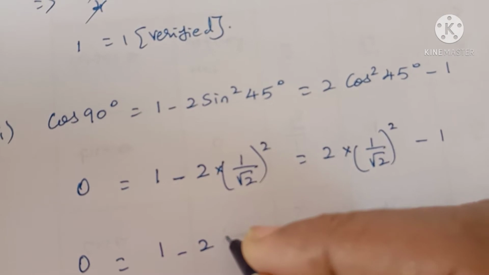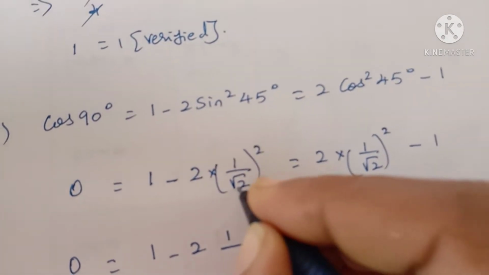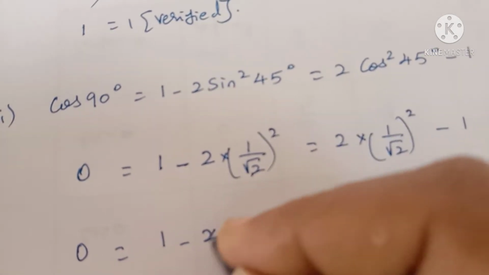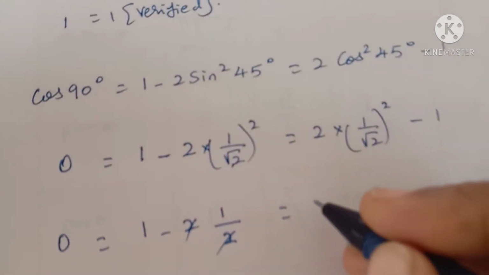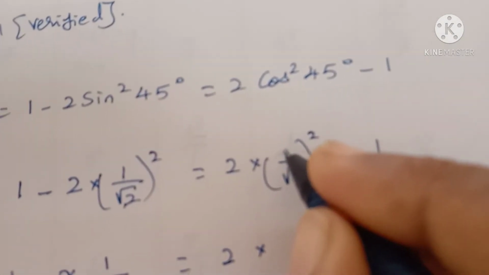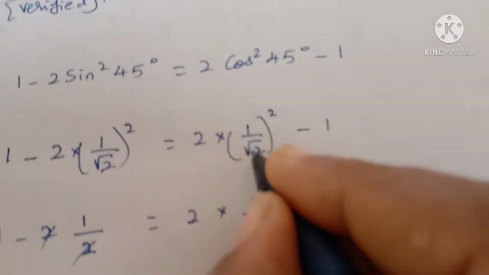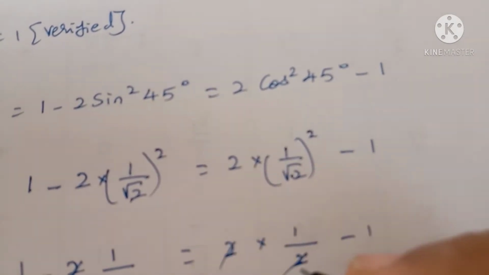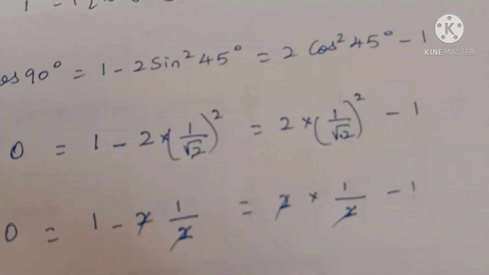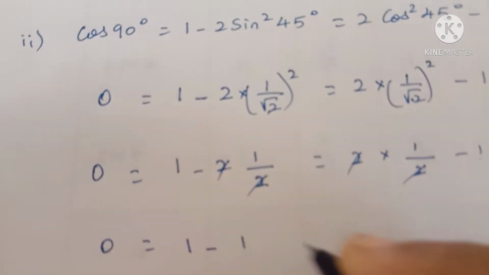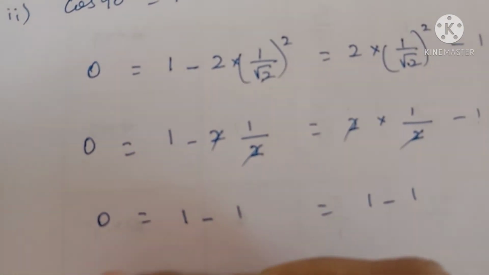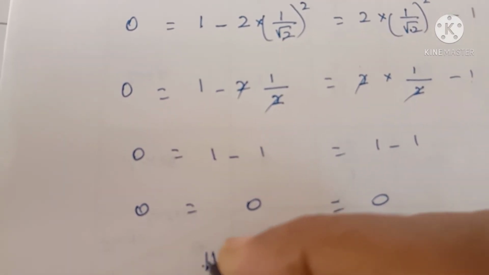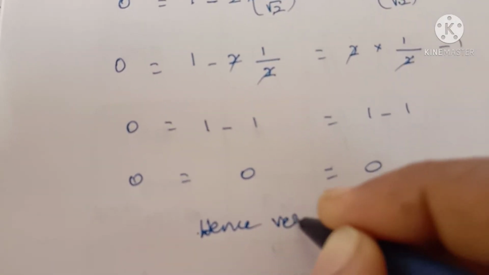1 into 1 is 1. Root 2 into root 2 is 2. So if you cancel 2 and 2, 1 minus 1. Again 2 into 1 into 1 is 1 by root 2 into root 2 is 2. So 1 minus 1, which is equal to 1 minus 1. 1 minus 1 is 0. Answer is 0. Hence verified.